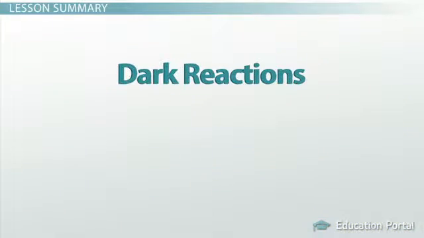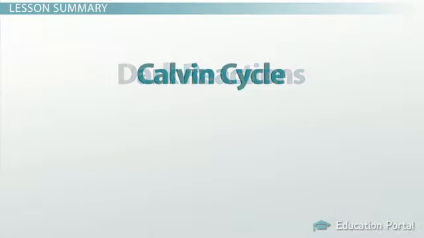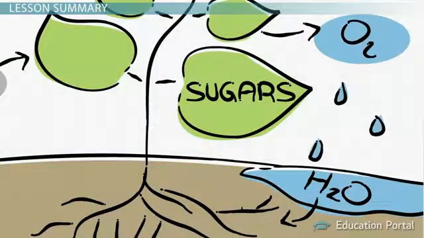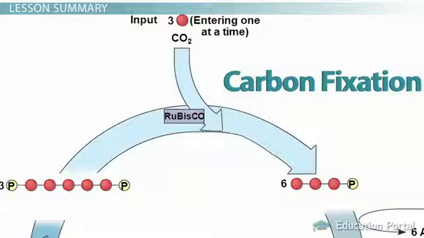In this lesson, we've learned how the dark reactions, or the Calvin cycle, use carbon dioxide from the atmosphere as well as ATP and NADPH from the light reactions to make sugar. Remember that the light reactions also used water and produced oxygen as waste. 3 CO2 molecules are used in carbon fixation by the enzyme rubisco.